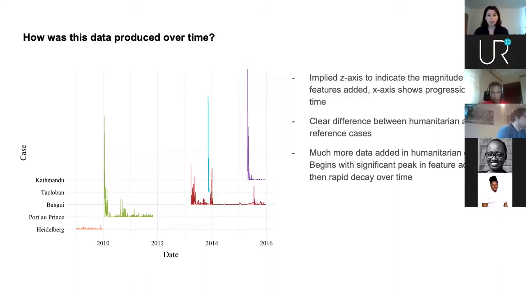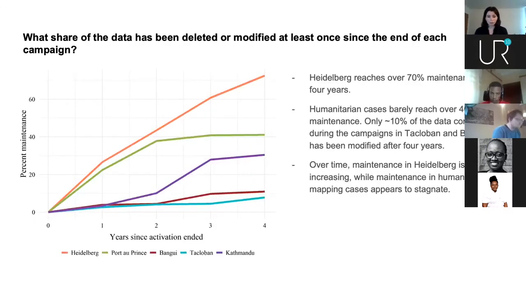I mean, firstly, I think that we can see that there's a significantly higher volume of data produced in our humanitarian cases. And there's a significant peak where we have lots of data produced very, very quickly in response to a sudden onset disaster, such as an earthquake or a typhoon. But then this isn't sustained over time and decays quite quickly. And we can contrast again that against the mapping in Heidelberg, where we see that the volume of features produced over time is relatively consistent. And so on the next slide here, with that in mind, we can take a look at what happens to those features in the years after the campaign.